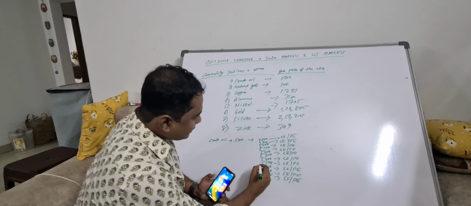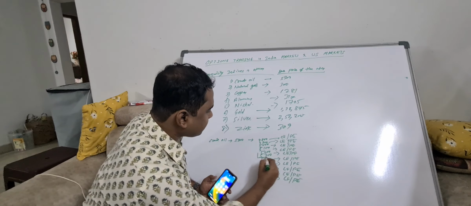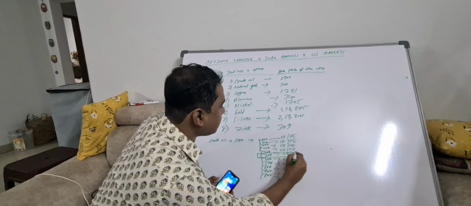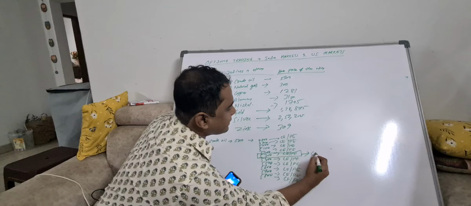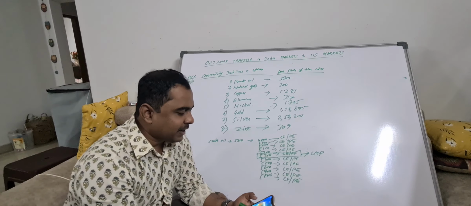So 5,300 is our current base value. If you take the 5,300, this is the current market price. The current market price will have some kind of call and a put.